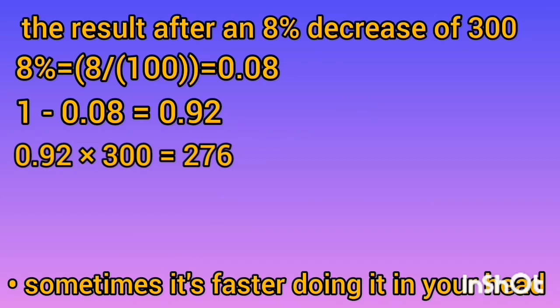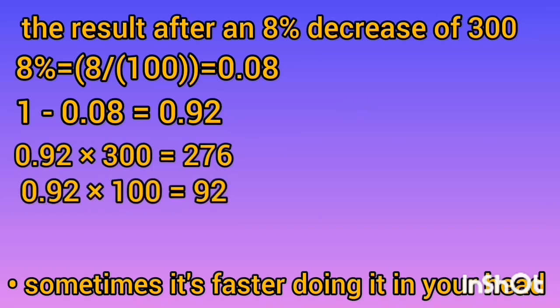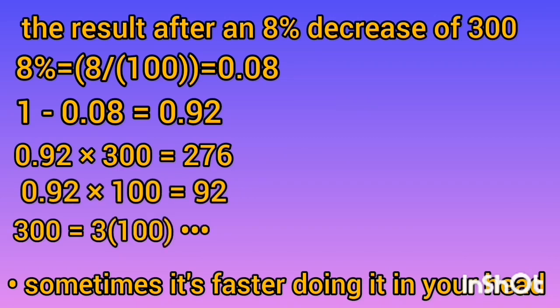Here again, instead of punching 0.92 by 300 on the calculator in the GRE exam, you can simply find 0.92 of 100, which we know to be 92. And we know there are 3 hundreds in 300. So we simply multiply 92 by 3, which gives us 276.